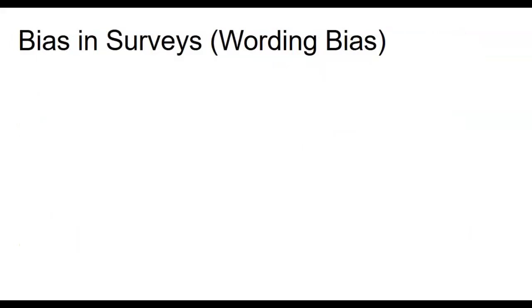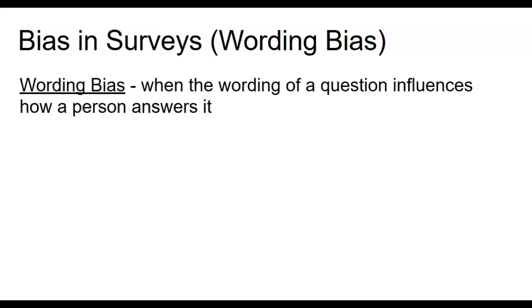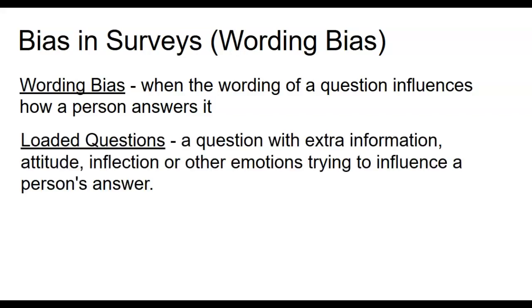Wording bias occurs when the wording of the question itself influences how people answer it. There are 2 main types of wording bias we want to focus on. The first is loaded questions. These types of questions have extra information, attitude, inflection, or other emotions trying to influence a person's answer. This is often used when surveyors are looking to sway the results of a survey.